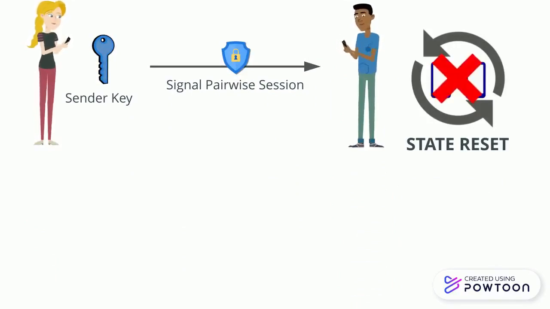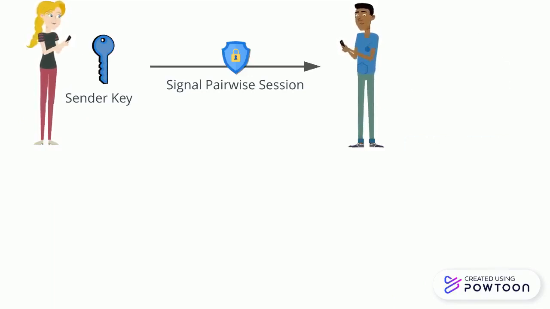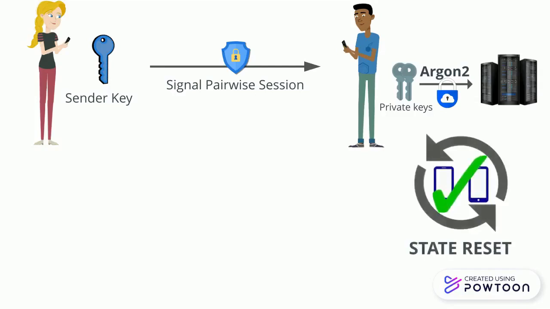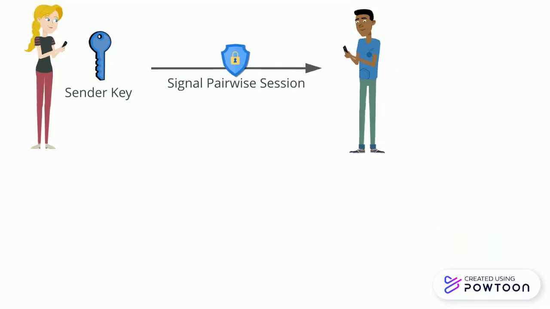In order for Bob to be able to decrypt the same sender key after state reset, Bob's private keys are backed up encrypted with a secret key derived from the password using Argon2, which is arguably the most secure hashing algorithm. Backing up the private keys encrypted will allow Bob to decrypt his own ciphered private keys after state reset, and therefore decrypt Alice's sender key. Nobody else, including the server, can decrypt Bob's private keys.